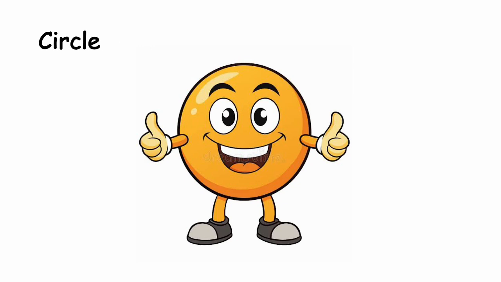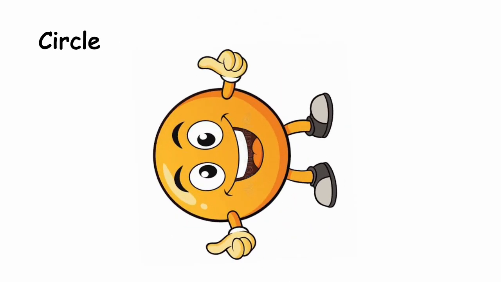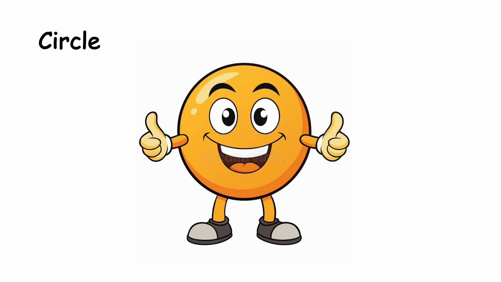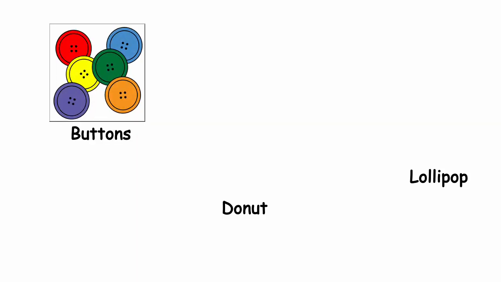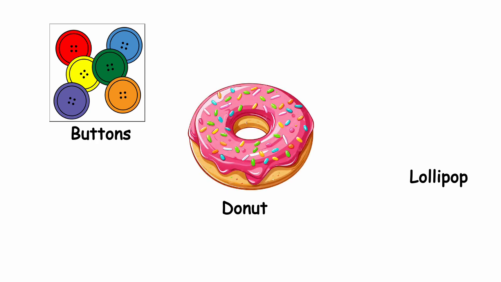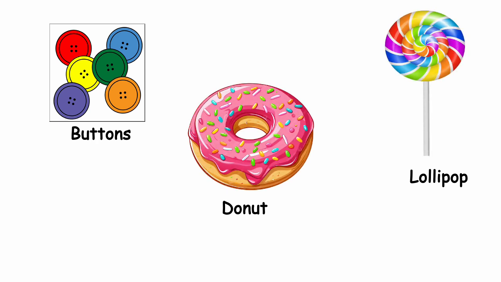Round and smooth, with no corners. I am a circle. What objects can you see? Buttons, donuts, lollipop.